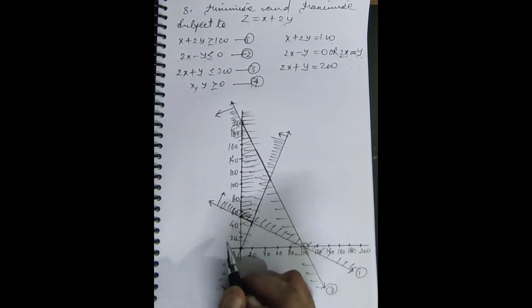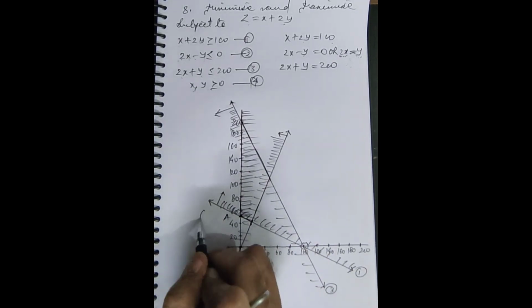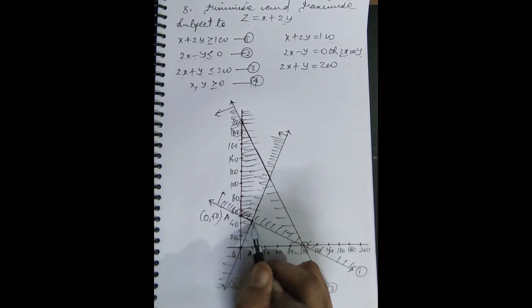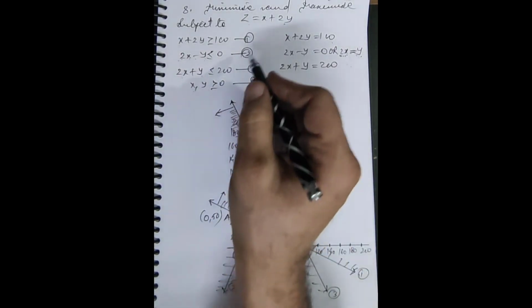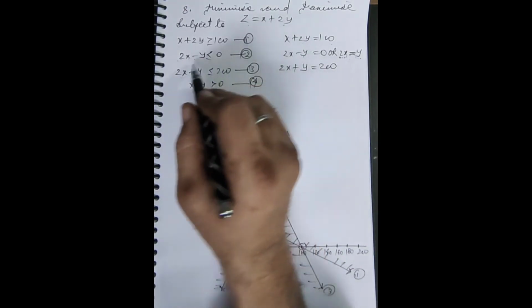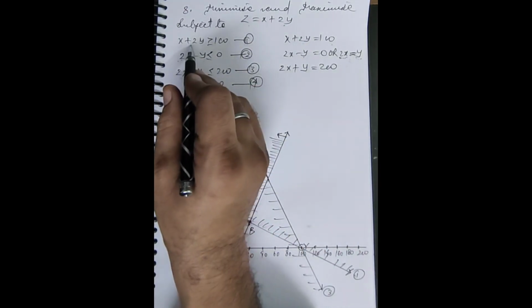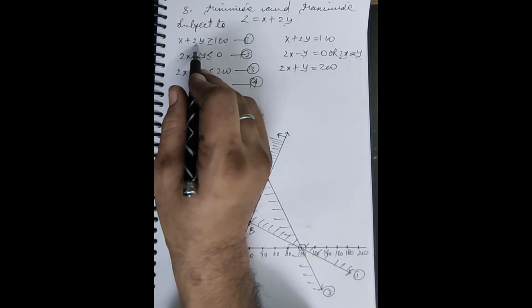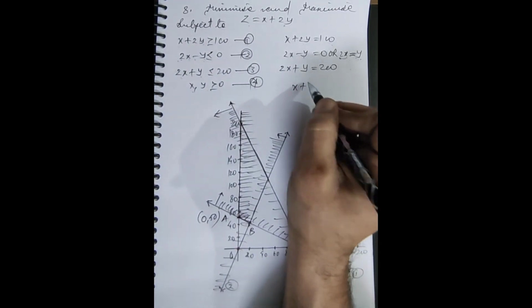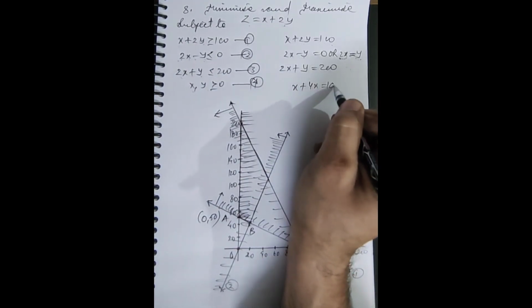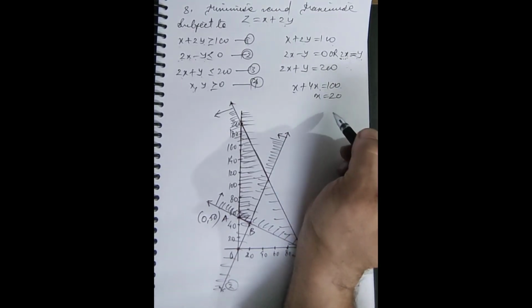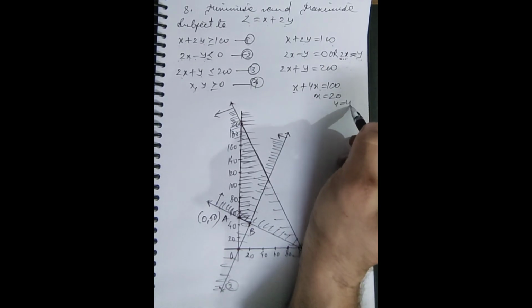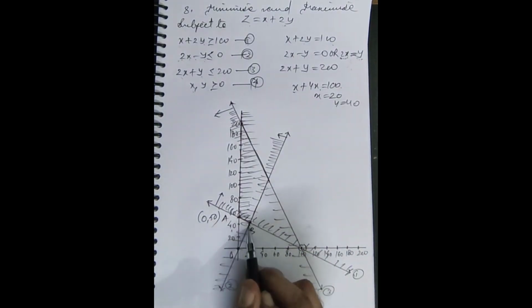This one is A. It was 0, 50. This is B. We need to find the intersection of 2 and 1, so we can solve 2 and 1. This y equal to 2x can be put here. So x plus 2 into 2x will become 4x equal to 100. 5x is 100, so x equal to 100 upon 5 is 20, and y becomes 40. So this point is 20, 40. They will intersect here only.